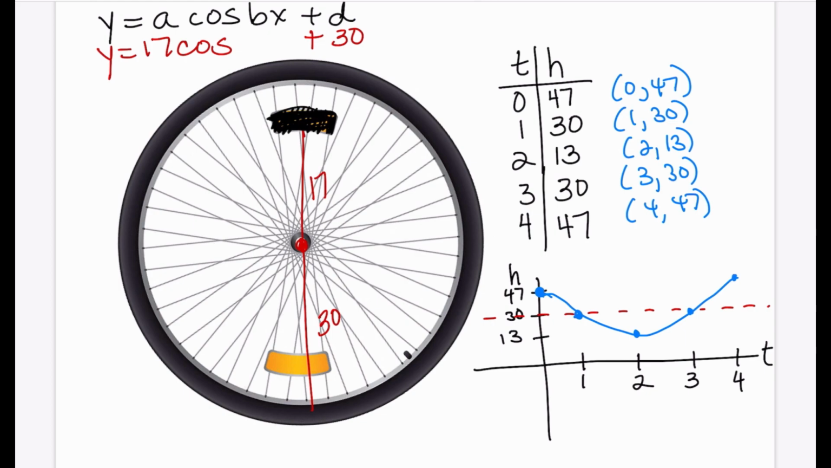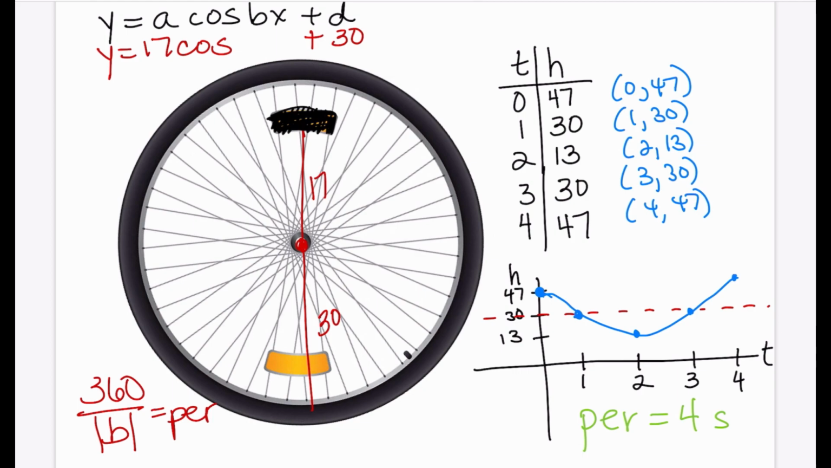Remember that b is not the period. But if I take 360 and divide it by the absolute value of b, that is going to equal the period, okay? Notice in the graph, what is the period? How long does it take for me to complete 1 full revolution? It takes me 4 seconds. So in our example, the period is 4 seconds. That is how long it's going to take to complete 1 full cycle.